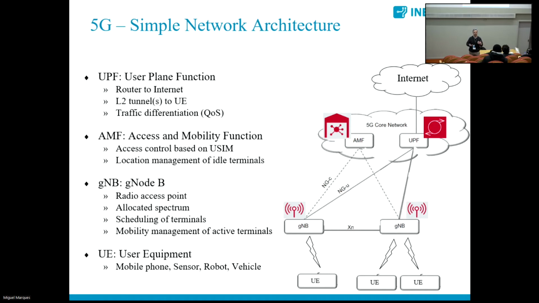But also here, for terminals that are not involved in communications, that are not active in transferring files or in phone calls, this entity has to have a register of the location of these terminals, so that, for instance, when a new call arrives, the system knows where the terminal is and can deliver the call through the G-Node B to which the user equipment is attached. So those two functions, access control and location management of idle terminals, are important things.